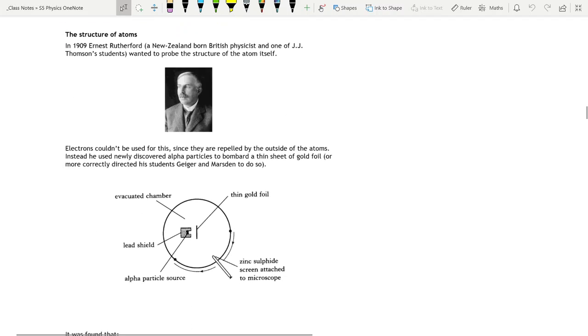And that's where Ernest Rutherford comes in. He's a very famous physicist. He's the one that did a lot of work with atoms and the structure of what they're made up of.